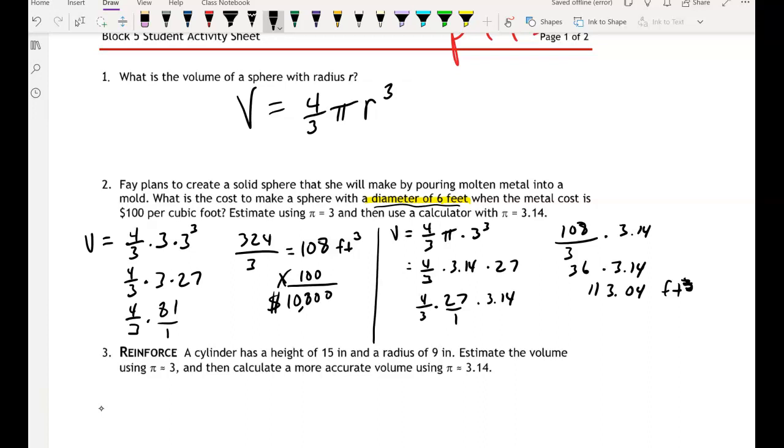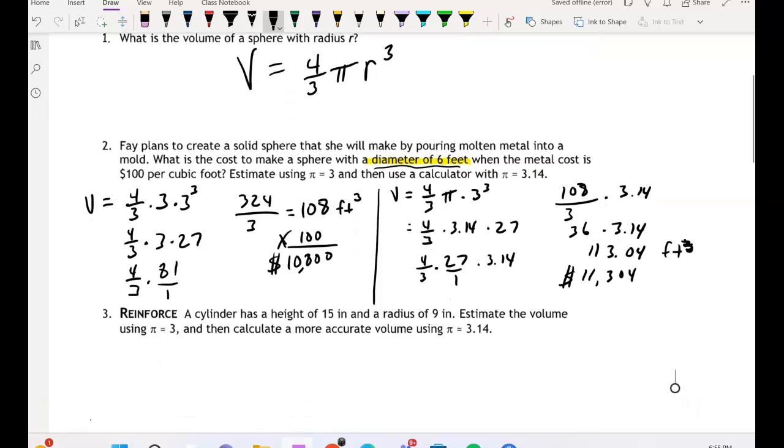So we came close with the estimate, but not close enough. Okay. All right. So if we have 113 and 4/100 cubic feet, we multiply that times 100. And that would be $11,304 exactly.